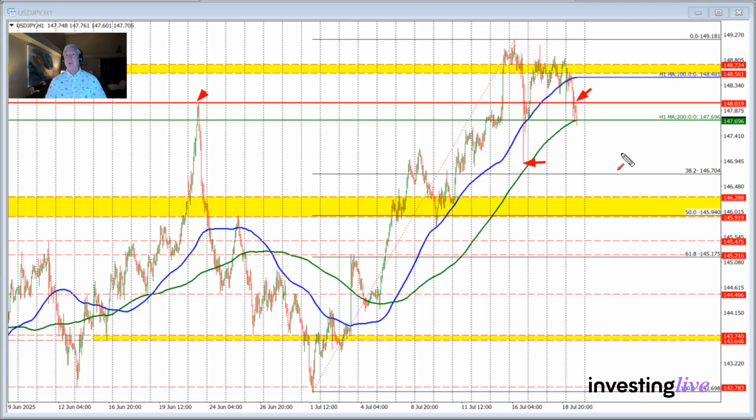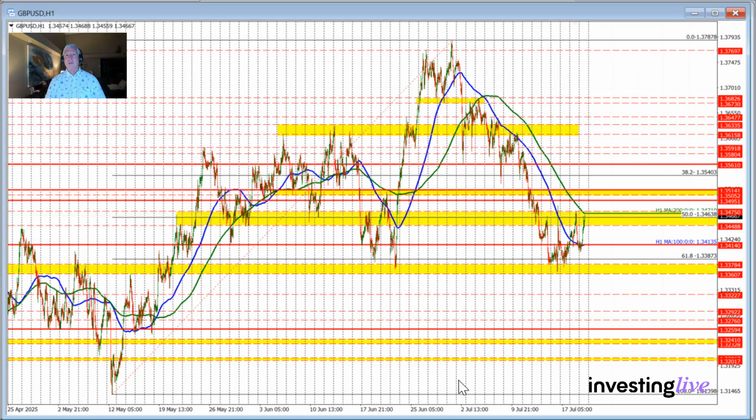If we stay below that level, that would keep the sellers more in control, and we focus on the downside. If we can't stay below the 200-hour moving average, and we start to get above the 148.019 level, let's say you don't think the news in Japan is great for that currency, that the yen might in fact weaken, which you easily can, then getting above the 148.019, getting above the 100-hour moving average would be the next key targets on the top side.